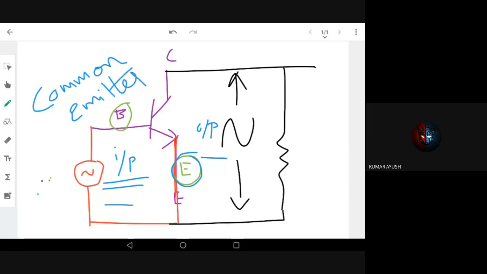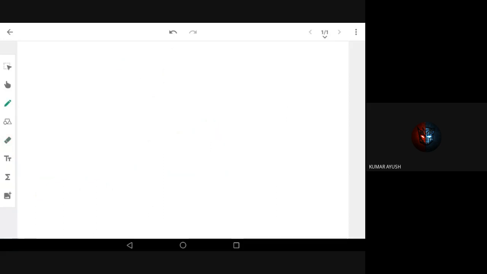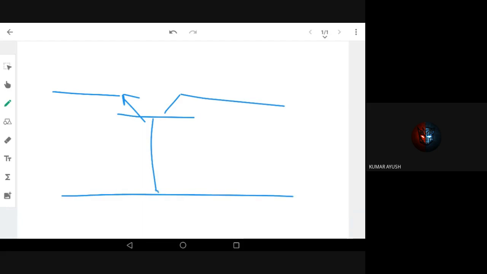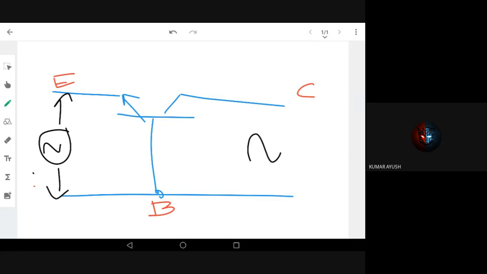Why is the emitter common between the input and output? So, common emitter. Now, likewise, what will happen with a common base? With a common base, we can connect the transistor like this. This is the emitter, this is the base region, and this is the collector region. If I give my input across the emitter and base, and I take the output across the collector and base, what is common? The base is common between input and output. So this configuration is called common base.